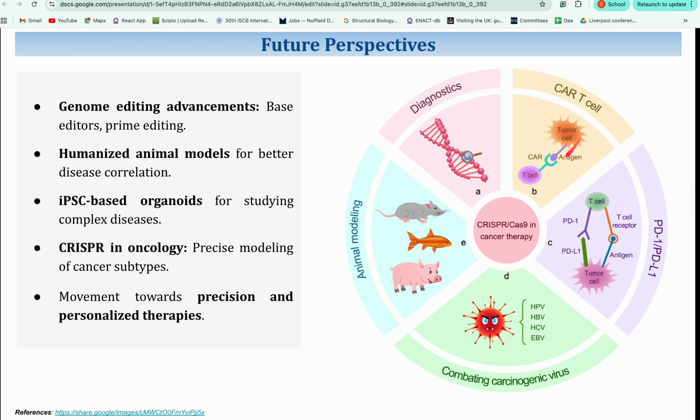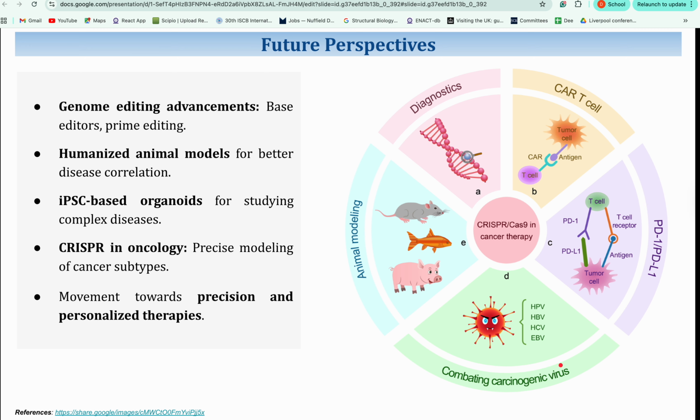So that is like a diagnostic tool, where CRISPR-Cas9 is acting as a diagnostic tool. Then CAR T cell. So here also this T cell, antigen and tumor cell, this particular CAR T cell therapy can also be used with the help of CRISPR-Cas9. And then comes PD1, PDL1. This is the tumor cell, and these are the PDL1 receptors, and here is the antigen, which is on the surface of the tumor cell. Now T cells are coming with PD1 and T cell receptor. These T cell receptors can bind to these antigens, and then it can lead to the treatment of the cancer.